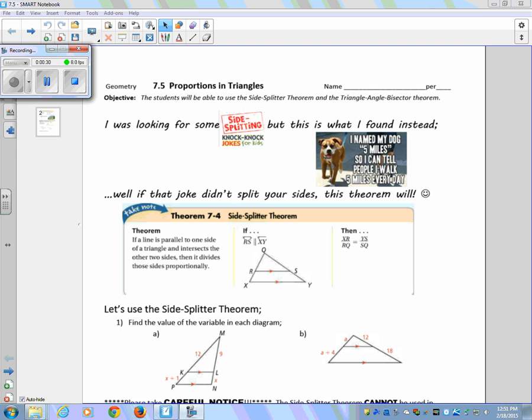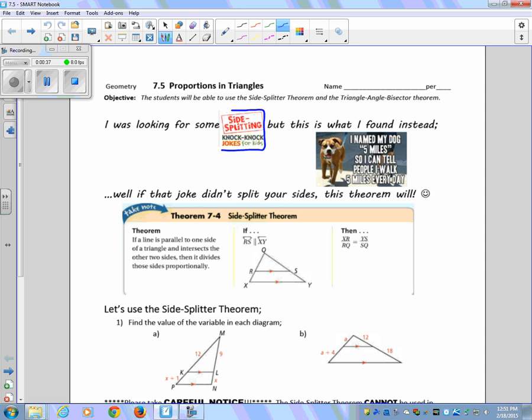This is just a little joke here. I was looking for some side-splitting knock-knock jokes for kids, which is actually the title of a book that is out there, but this is what I found instead. I named my dog 5 Miles, so I can tell people I walk 5 miles every day. That's a good one. Okay. Why am I telling you a joke? Well, because I just think it's a little bit funny.